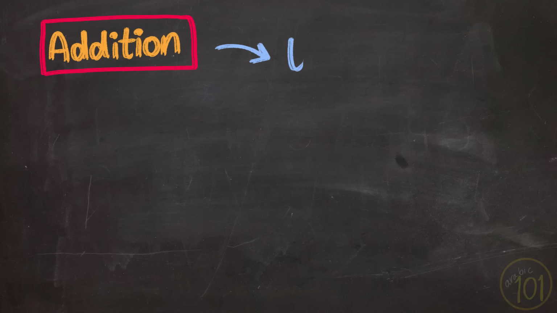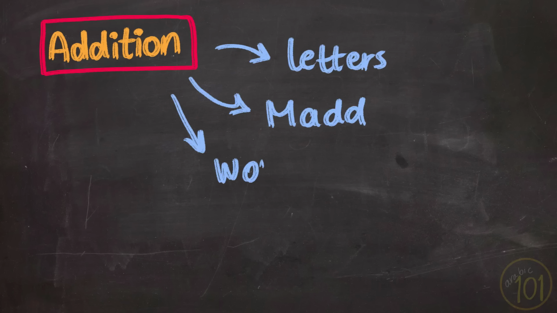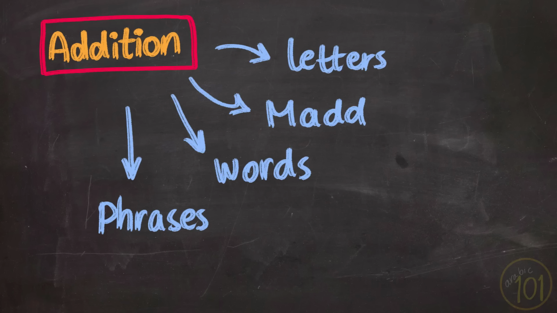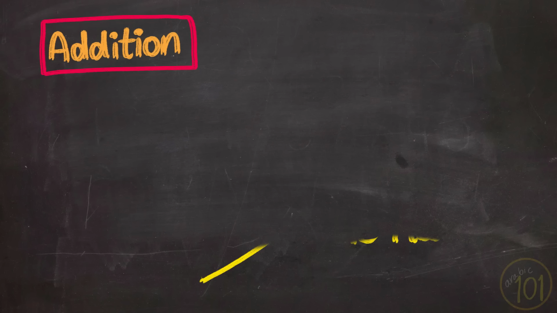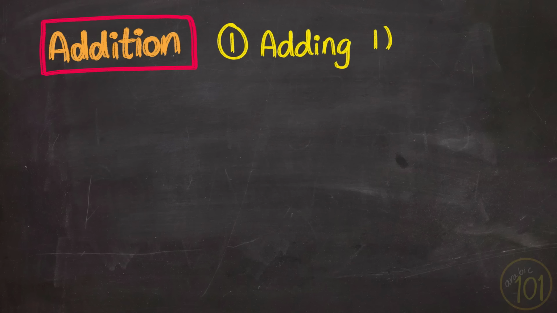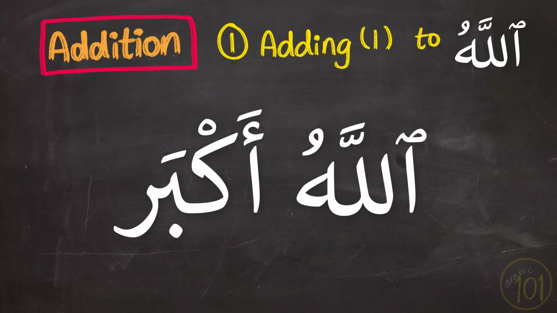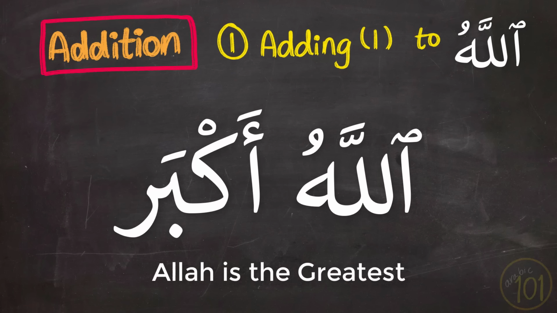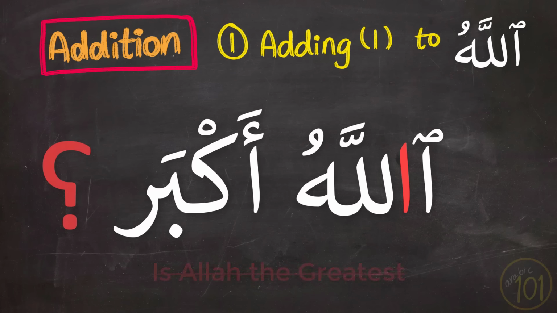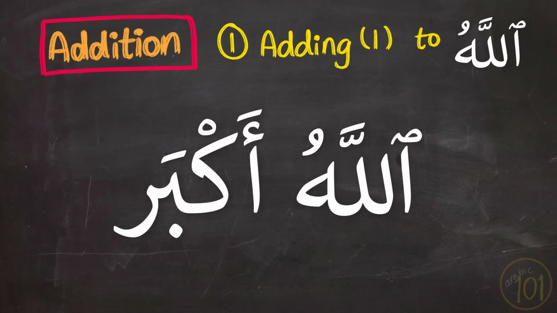And this includes adding letters, med, or even adding words or phrases to the adhan. Some of these mistakes are quite serious, since they completely change or corrupt the meaning. The first mistake is adding alif to the beginning of the honored word after hamzat al-wasl and saying Aallahu Akbar. This turns the sentence into a question. So instead of saying Allah is the greatest, you would be saying is Allah the greatest. Instead, you should just pronounce the hamzat al-wasl and say Allahu Akbar.